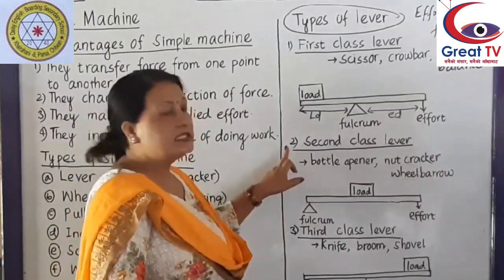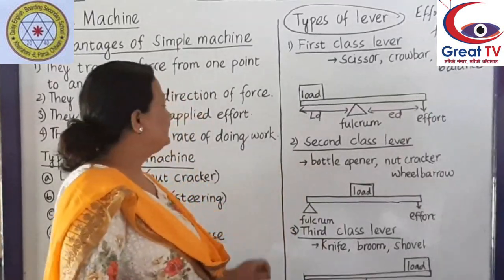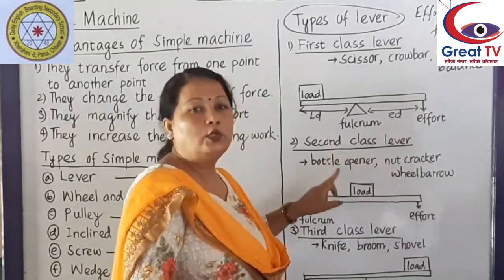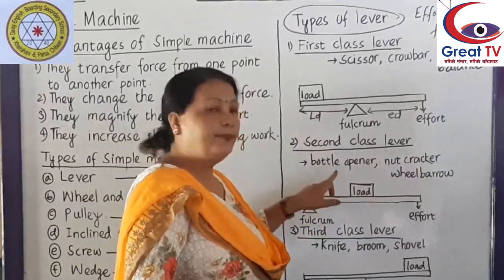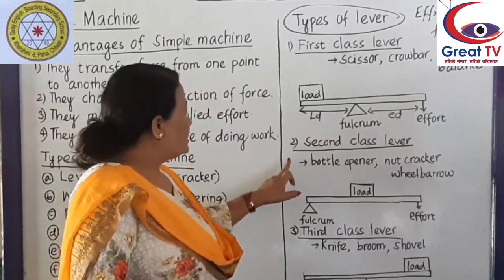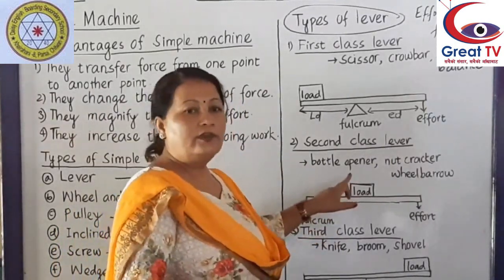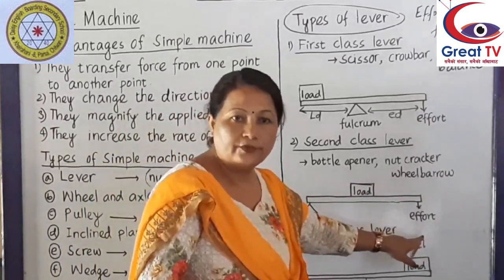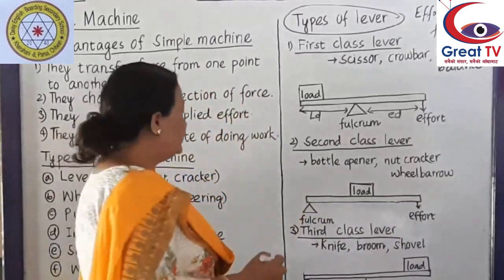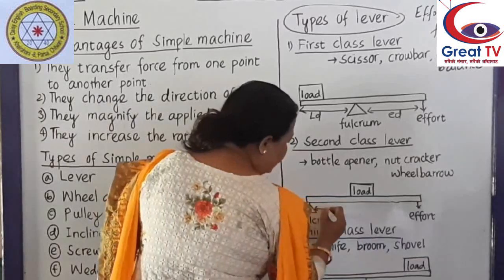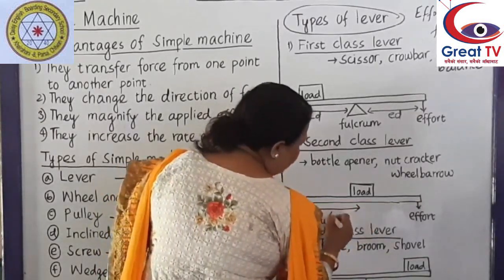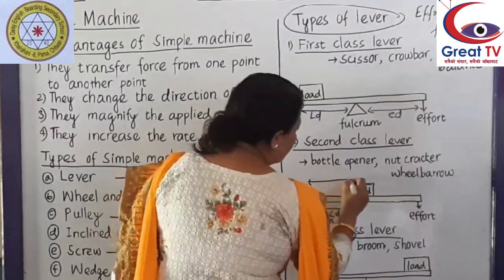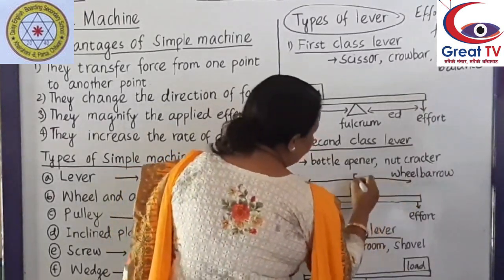Now the next topic is the second class lever. In a second class lever, what is in the middle? Load. Load is in the middle. A second class lever is that lever in which the load lies in between fulcrum and effort. The distance between fulcrum and load is called load distance, and the distance between fulcrum and effort is called effort distance.